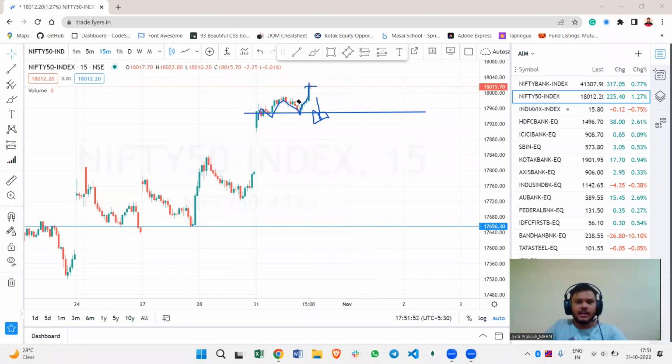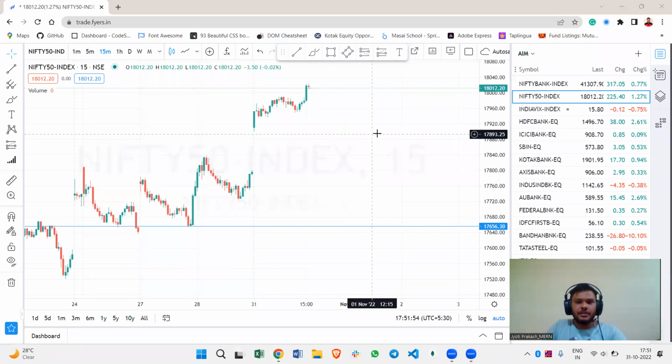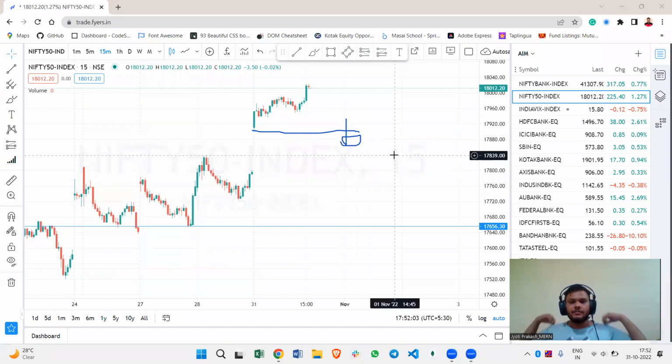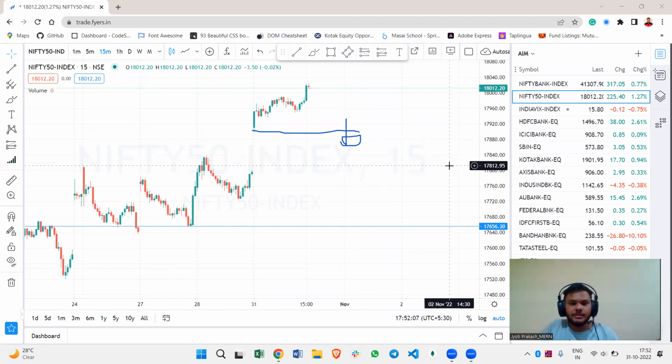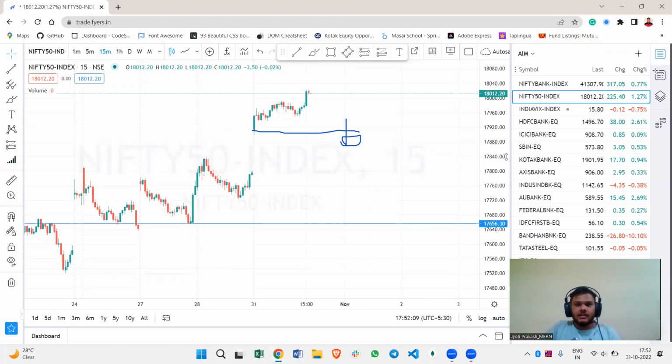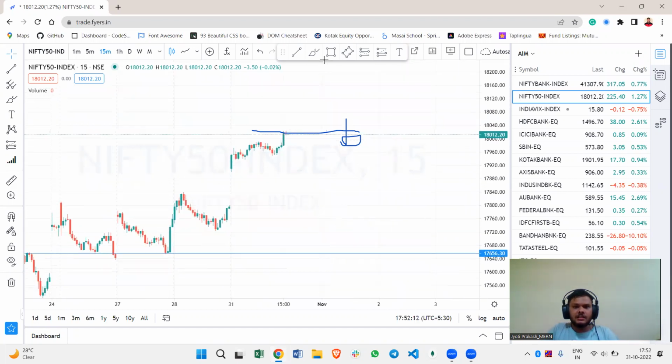But let's assume the market opens gap down around below 17,900, then you can take a trade for selling, because it may go down until it closes that gap which is pending, and you can set your target to 17,842, round level 17,800. Okay, and the market can go anywhere.